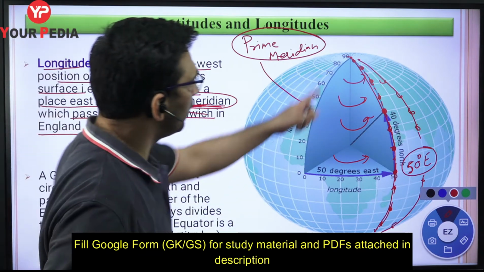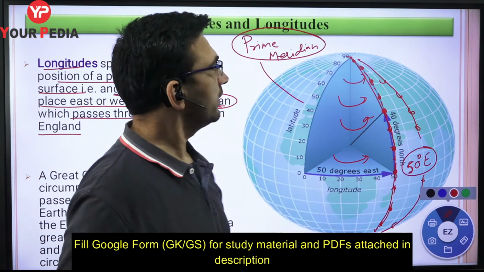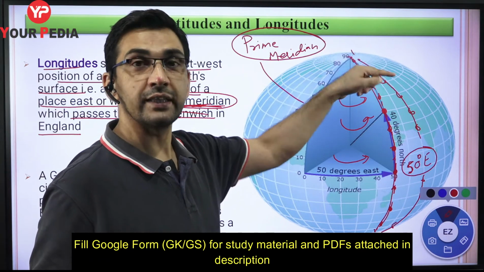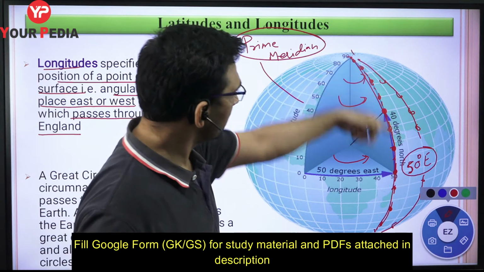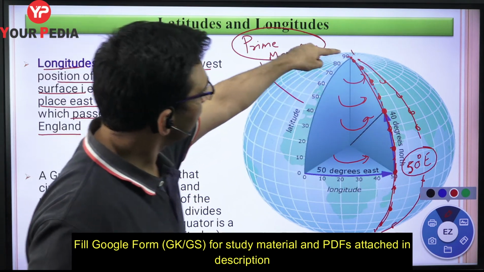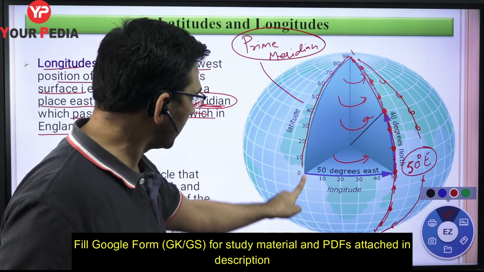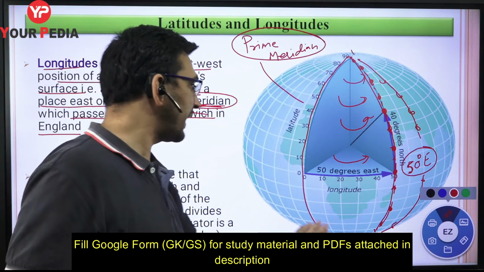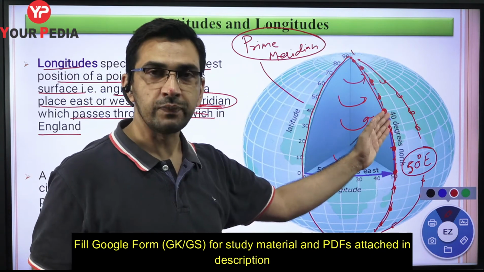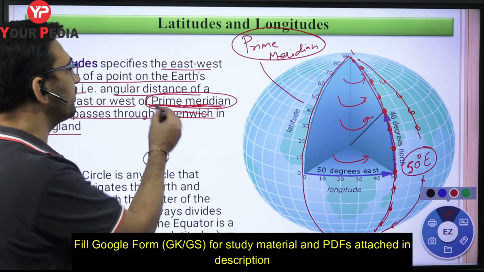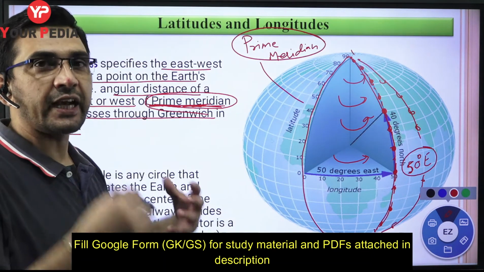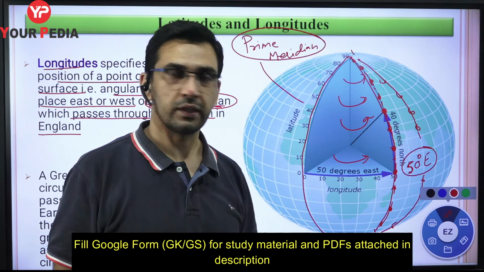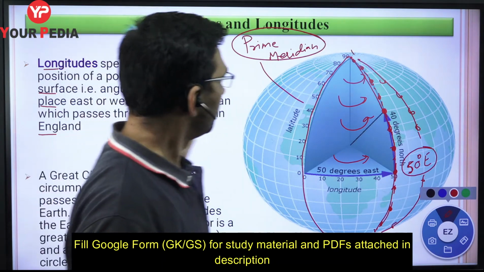If I'm calling all these curves as running from where? North pole to south pole or south pole to north pole at the same longitudinal position, if I call them a meridian, then definitely, since this was the curve that I had taken which was passing through Greenwich, and since I have taken this as a reference for my location, that is why we call it prime. Prime matlab main meridian, which is acting as a reference for us for locating our east or west position, right? So that is how you have to understand the meaning of meridian.